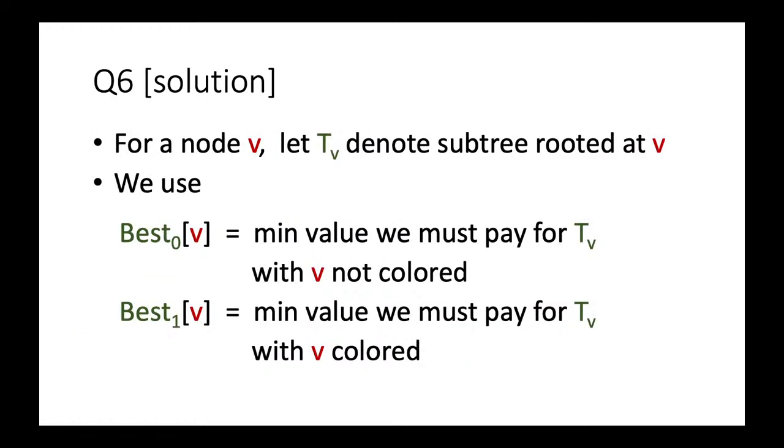So we can solve the problem using a similar idea as the assignment questions. For each node V, we use T of V to denote the subtree rooted at V. And then we use best of 0 V and best of 1 V to represent, if I want to just focus on the subtree T V so that every node inside T V is being served, the minimum cost. Best 0 corresponds to the case where I'm not going to set up a store at V, and best 1 means that I'm going to set up a store at V. So this is the difference between these two.